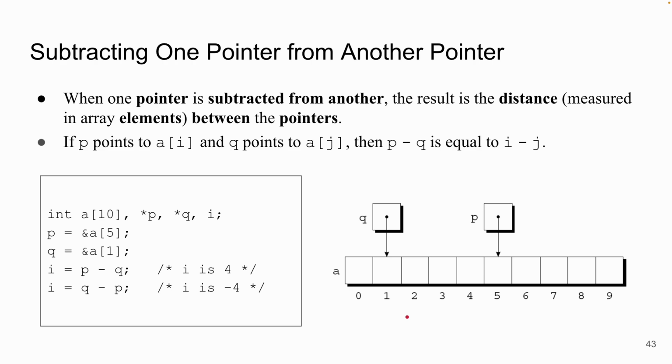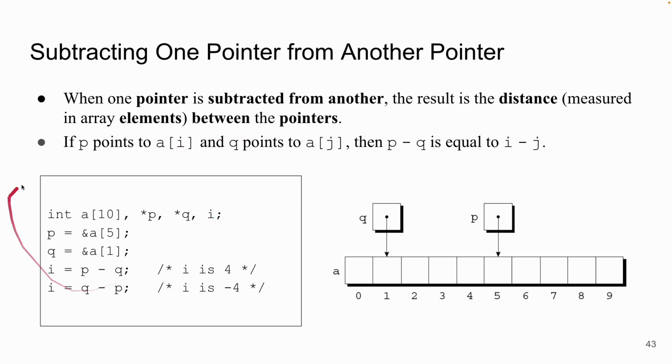So the final one I want to introduce is to subtract one pointer from another pointer. This is only for the situation where both pointers point to the same array. If I do that, the result of this pointer subtraction will be the distance. And the distance is measured in array elements. The distance means the distance between two pointers in the same array.